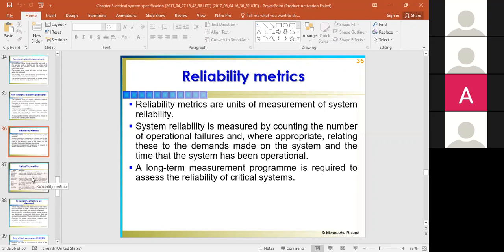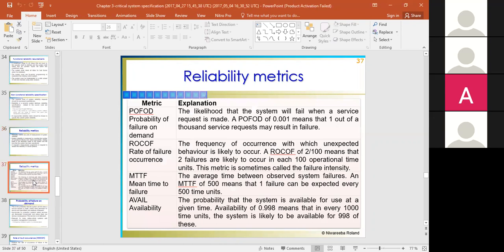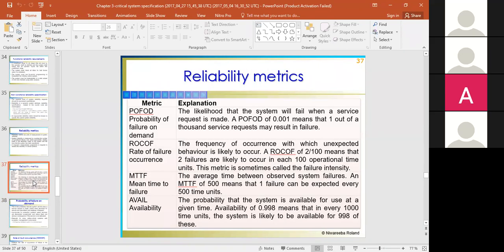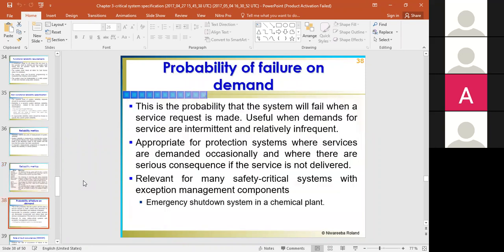Among the metrics, we have the probability of failure on demand, the rate of failure occurrence, the mean time to failure, and the availability as well. I'm sure mean time to failure is something very common, even availability. The others may not be as common, but they're also among the metrics. Here they just give a brief explanation of them, but then talk about them in more detail.